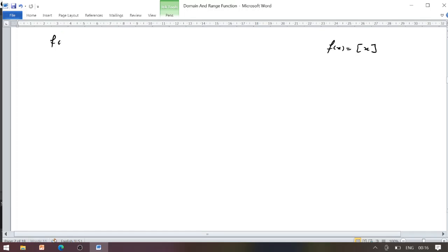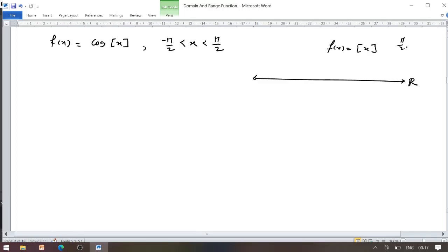So suppose we are having f of x of the form cos of the greatest integer value of x, where we are given the domain x strictly greater than minus pi by 2 and simultaneously strictly less than pi by 2. As given, I would like to mention it on a real number line. The value of pi by 2 is approximately 1.57. So on a real number line we consider the value of pi by 2 as 1.57.